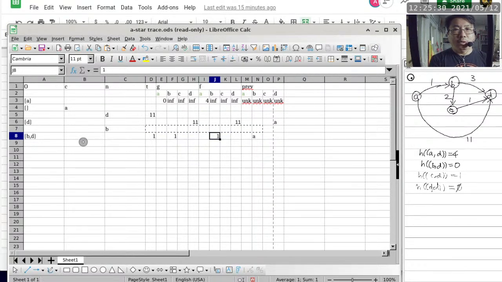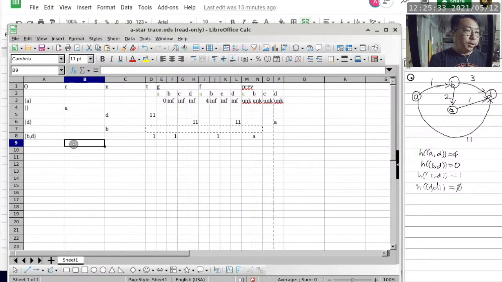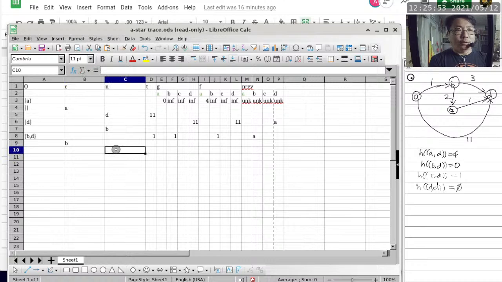So now we get into the while loop. The first thing we do in the while loop is to find the vertex within O that has the least F value. So of the two, one is B and one is D. B has an F value of 1, and D has an F value of 11. So we're going to pick B. And now we look at all the outgoing edges of B. There's only one. Oh, there are two. One is to vertex C, and the other one is to vertex D. We'll deal with C first this time.